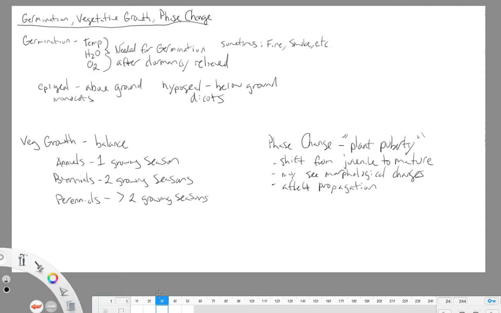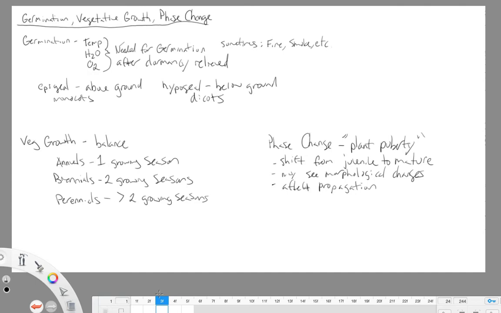And within our perennials, we had our herbaceous perennials, where typically the shoot system will die off in the winter, but the root system will remain alive and produce an entirely new system the next growing season. And our woody perennials, where maybe the entire system remains alive, maybe we'll just see a loss of leaves in the winter, etc. And we ended by talking about phase change, which is essentially plant puberty.